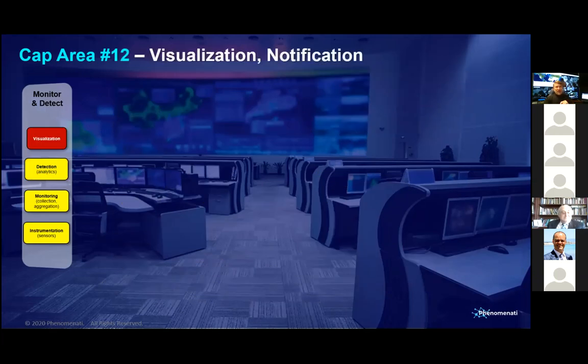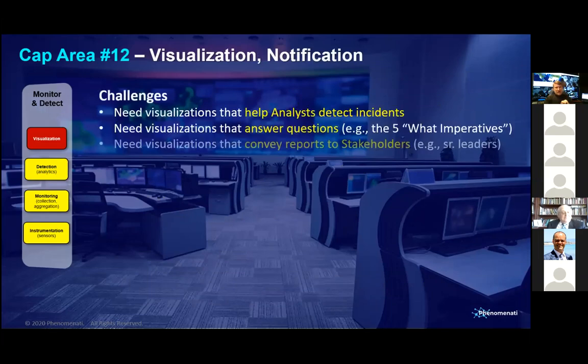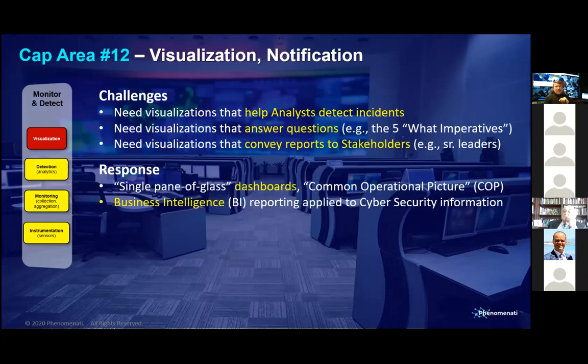Up here in visualization, everybody likes to see the dashboards and the displays. We talk about what we're using them for. Let's just put a bunch of data up on the wall. Data is useless. Visualizations like this are useless if they don't answer questions, and I'm going to get into the 5 what imperatives here in a minute as we step to the next slide.